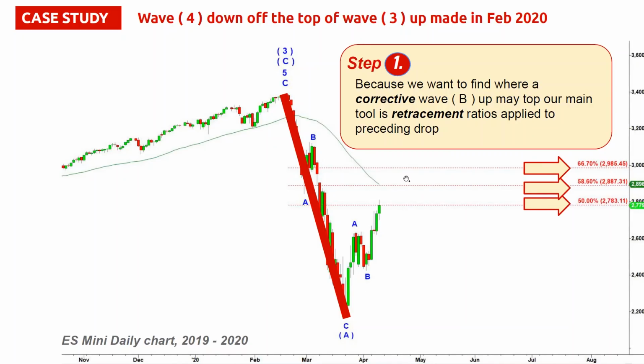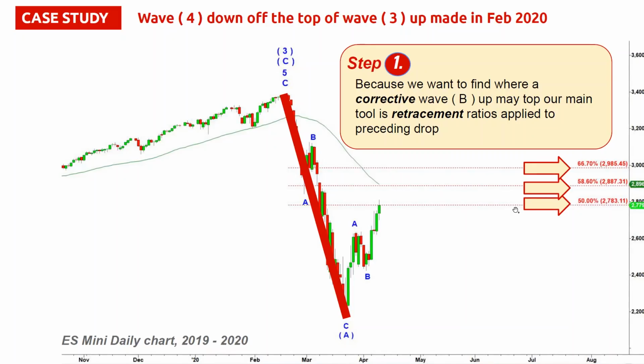Subwave B is always a corrective move. It's a reaction to the first drop in subwave A. So that is why we measure the distance covered by the drop and we add retracement ratios. We use several common ratios and they are here: 50%, 58.6, 66.7. You can see that at this point the market has reached 50% retracement.